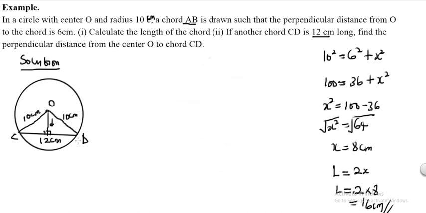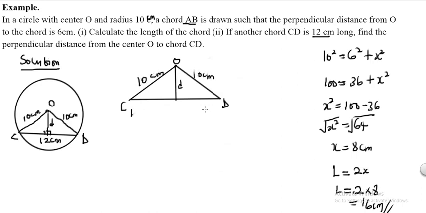Now I can extract this triangle. If I extract this triangle, it looks like this. This is line CD. This is point O. This is the distance we're looking for. This is 10 centimeters. This is 10 centimeters. Now from here to here, that we know is 12 centimeters. So how do you know the distance from here to here? Remember, the distance from here to here is half of the total distance of the chord, because the chord has been divided into two equal parts by the perpendicular line. So this is 6 centimeters. This is 6 centimeters. We can use Pythagoras theorem to find distance D.